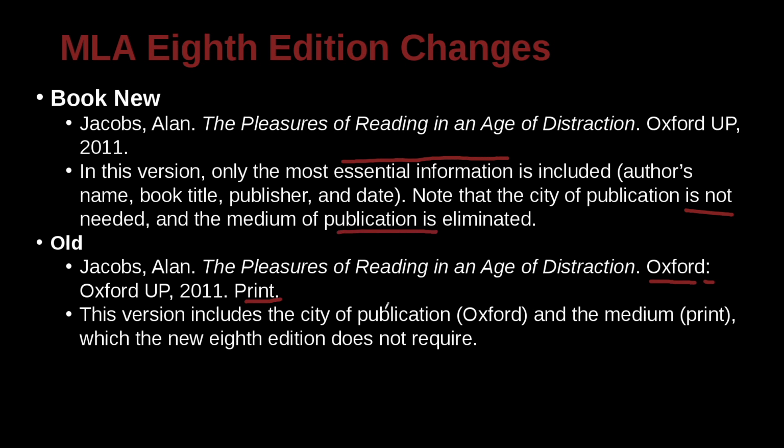It used to be we had to have the very specific detail, such as the city, Oxford, such as what is the medium. It's print, it's a printed book. Now we get it much more simplified. So this is the new way: the author, the name of the book, then Oxford UP, which is the publisher, and then the date. So I got that a little bit confused there. That's not actually the city, that's the publisher.